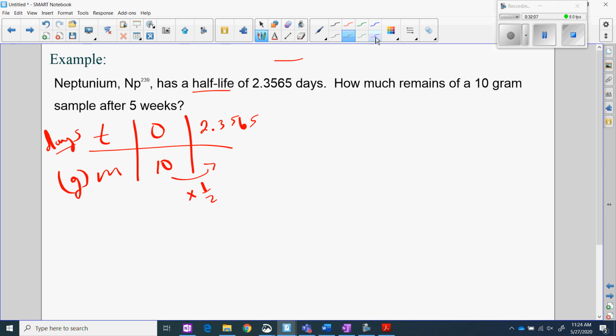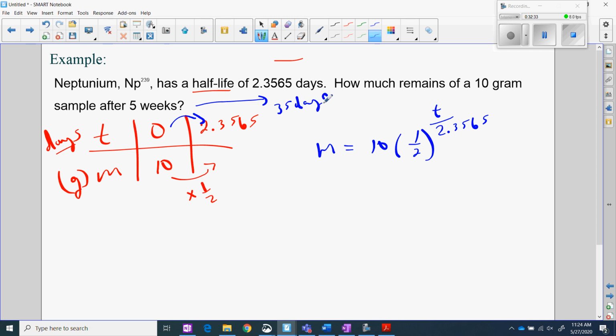So I need to build a function. The mass of Neptunium will be what I started with, my base, which is a half, to the t over my scale. You can see that I'm going by 2.3565. So 5 weeks, we're talking days. 5 times 7 is 35 days. That's going to be my t value up here. So the mass will be 10, 1/2 to the 35 over 2.3565.